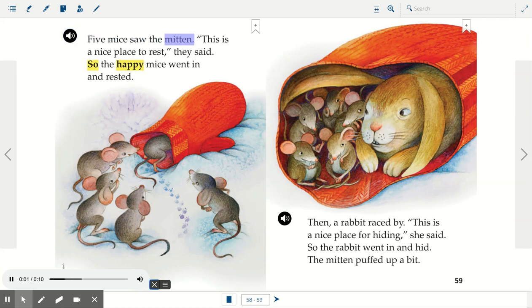5 mice saw the mitten. "This is a nice place to rest," they said. So the happy mice went in and rested. Then a rabbit raced by. "This is a nice place for hiding," she said. So the rabbit went in and hid. The mitten puffed up a bit.